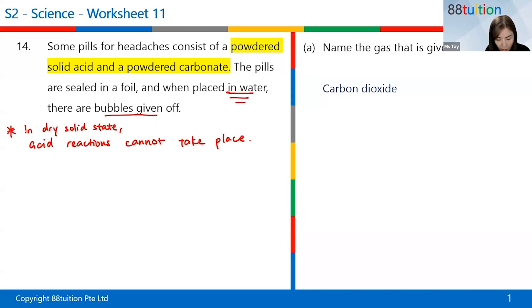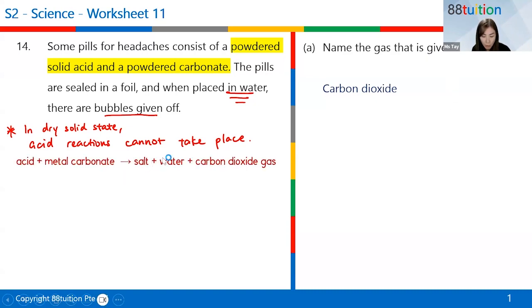Okay, so in dry solid state, acid reactions cannot take place. So name the gas that's given off. Yep, it's carbon dioxide. So the generic equation is here.